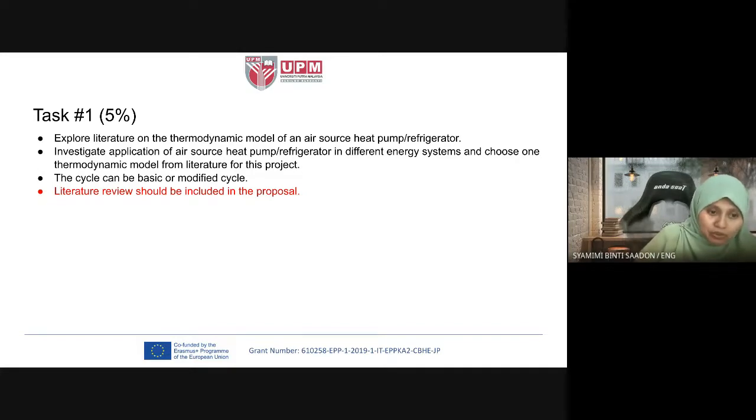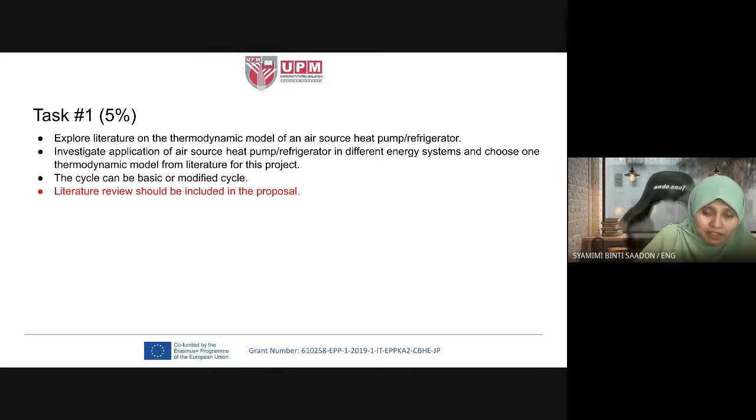So you do a literature review and summarize it a bit, maybe around 2-3 pages, and some background study, maximum 5 pages, of different heat pumps, refrigerators or air conditioners that exist.